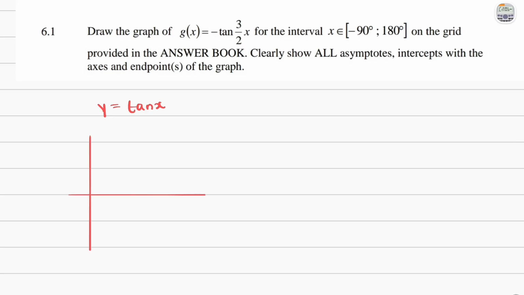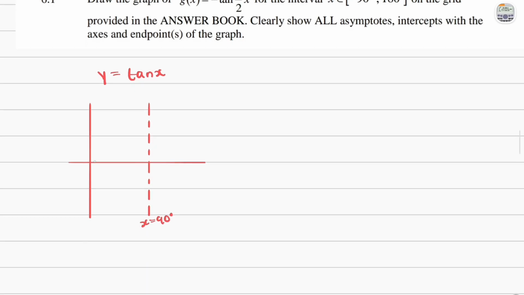Remembering what the tan graph looks like, this graph will first have an asymptote. Let's just put down that asymptote and remember where that is. That would be at 90 degrees. Okay, so we have an asymptote at x equals 90 degrees. And then the graph will look like this. So from 0 degrees, it's going to shoot up and move closer and closer to that asymptote.